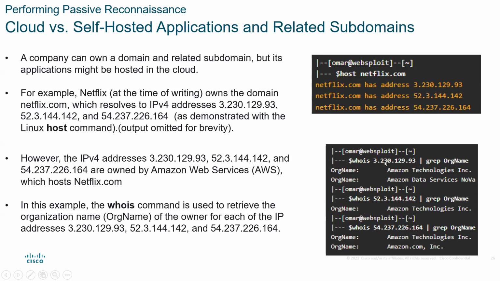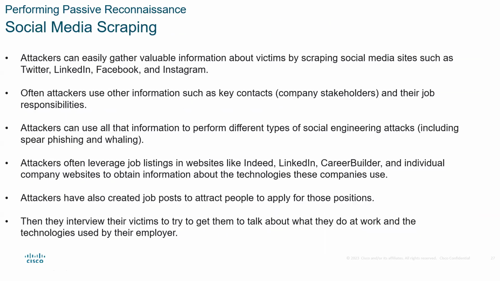However, these IP addresses are owned by Amazon when we do a whois for that particular address. A whois reveals that the owner is Amazon Technologies, suggesting that Amazon is providing a platform for Netflix.com to deliver their service, which is, of course, Netflix movies. So in this example, the whois command is used to retrieve the organization name of the owner of each of the IP addresses. These are recon tools, right? As we grow in it, of course, we need to know exactly what we're looking for. This is one of the parts that I want to actually talk about as well.